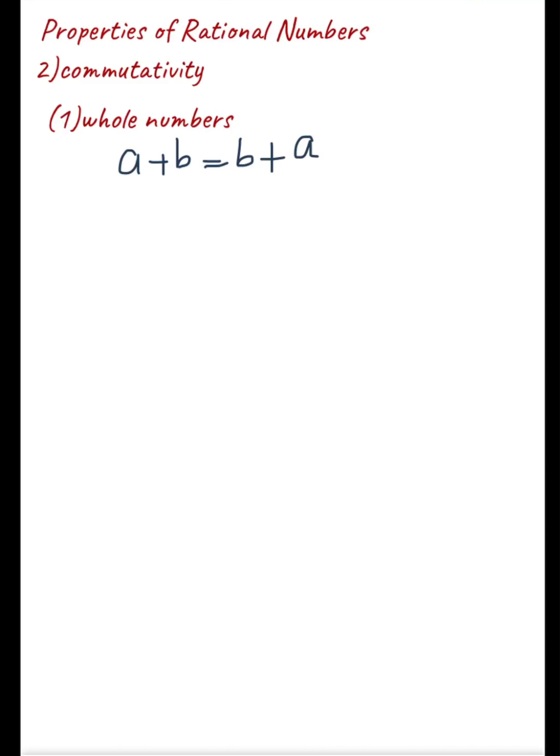Suppose I am taking the numbers 0 and 5 and I am going to add them. You know that 0 plus 5 is 5. Now I am changing the order and adding, that is 5 plus 0. Then again the answer will be 5. That means A plus B equals B plus A.